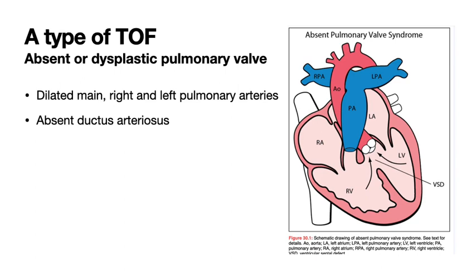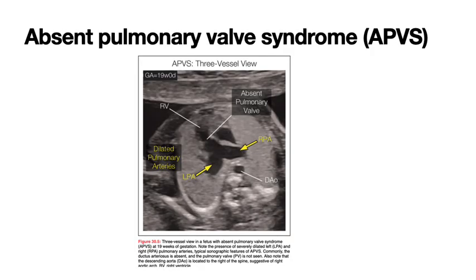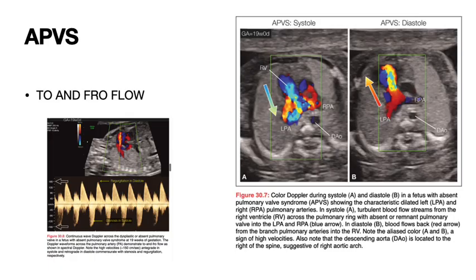So what you'll see is very dilated right and left pulmonary arteries, and you will not be able to demonstrate a ductus arteriosus. So in the four-chamber view, again, you may see left axis deviation like we do here. And then at the three-vessel view, where you see the bifurcation, you have a dilated pulmonary, you have very dilated right and left pulmonary arteries. And then the thing you see on color is this to and fro movement. It moves forward into the pulmonary artery, but then it slides right back into the ventricle because there's no valve to keep it from doing that.